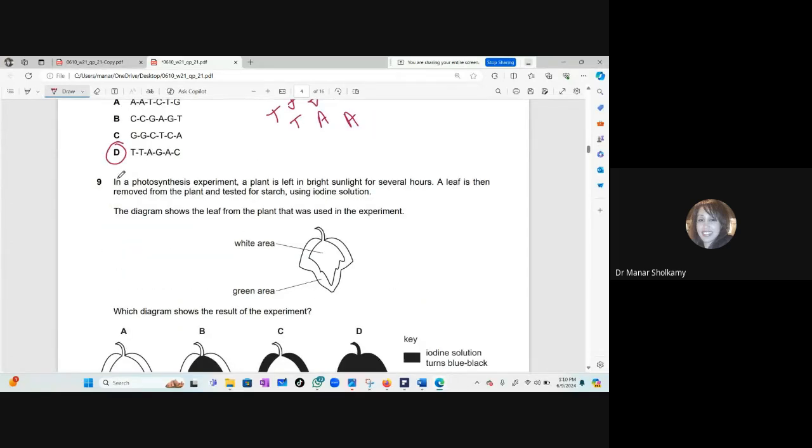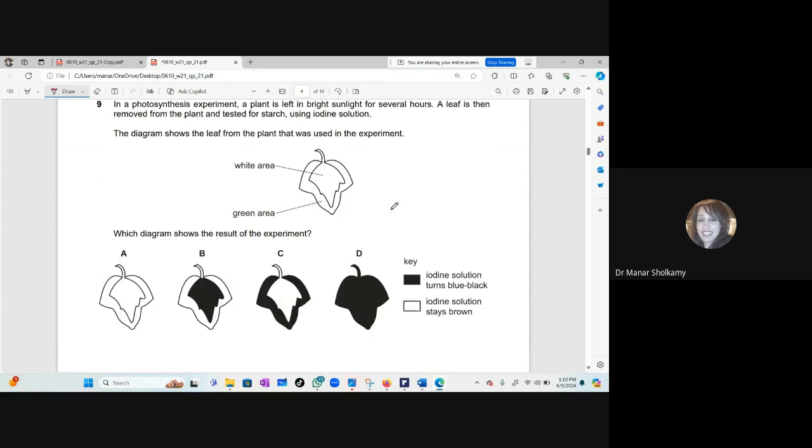It is possible. Now, in a photosynthesis experiment, a plant is left in bright sunlight for several hours. A leaf is then removed from the plant and tested for starch using iodine. The diagram shows the leaf from the plant that was used in the experiment. Now, this is the white area and the green area.